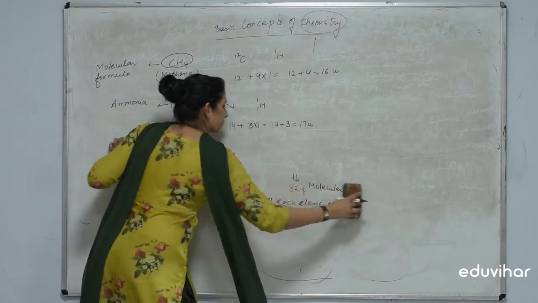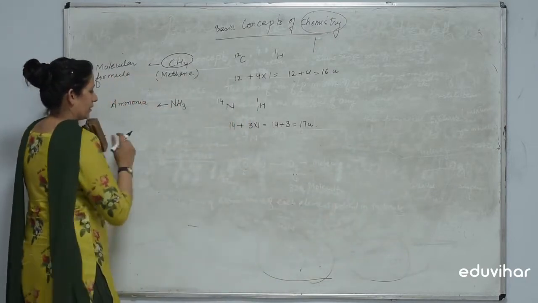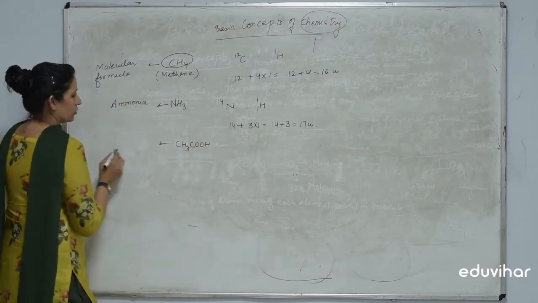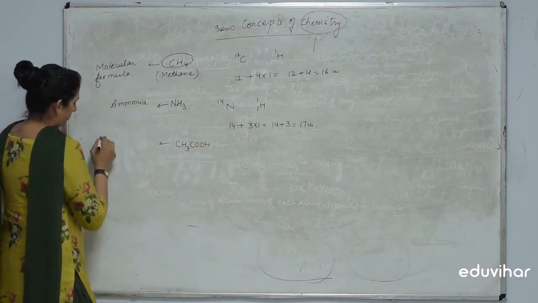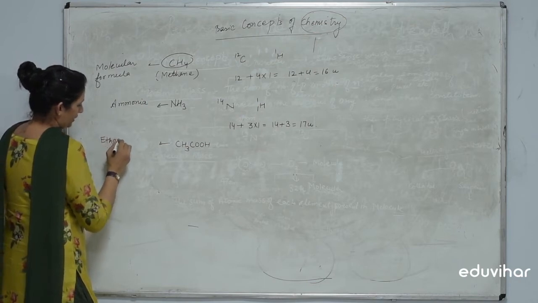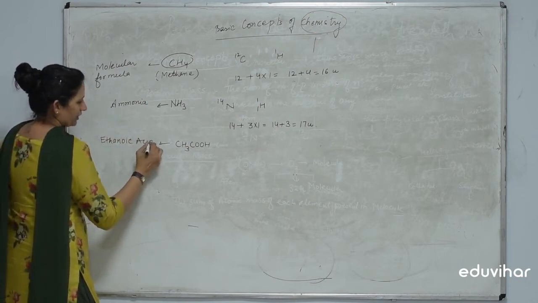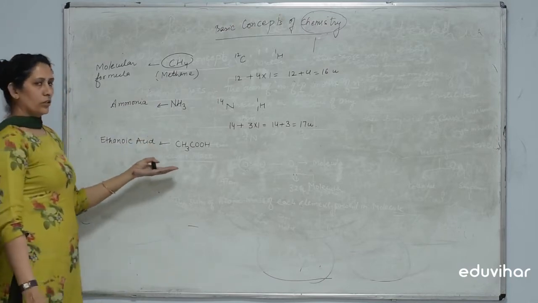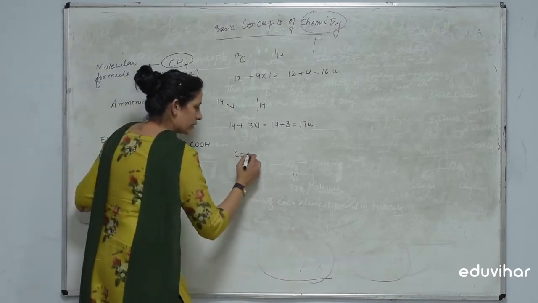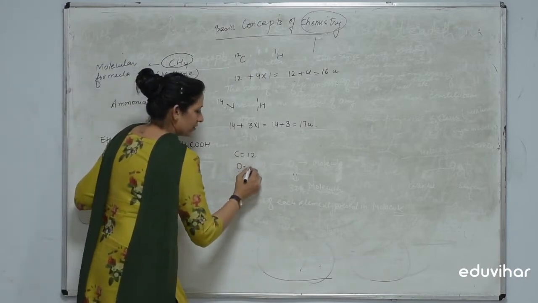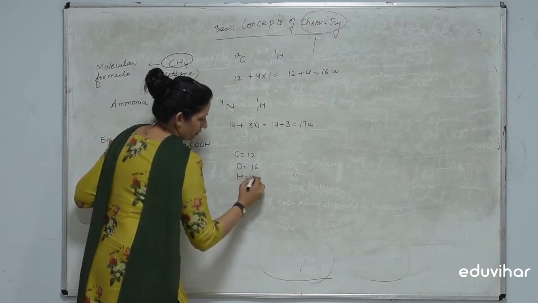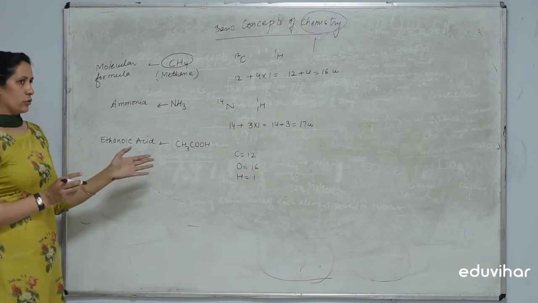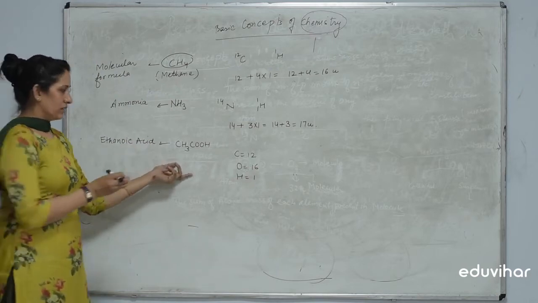Again, CH3COOH. This is the compound known as ethanoic acid. Can you calculate the molecular mass of this compound? Try. Carbon has atomic mass 12, oxygen has 16, hydrogen has 1. Then calculate the molecular mass of this molecule.